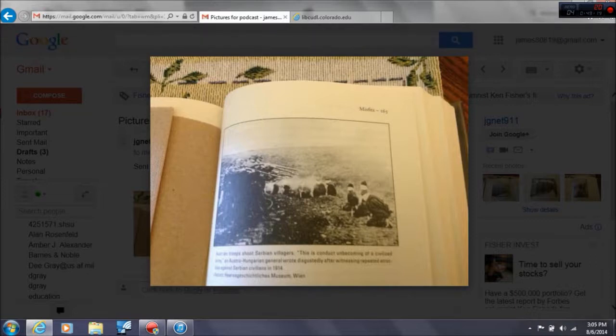Šabac would play host to many atrocities against non-combatants and combatants alike. In the case of combatants, these were usually wounded Serbian soldiers killed by the enemy.